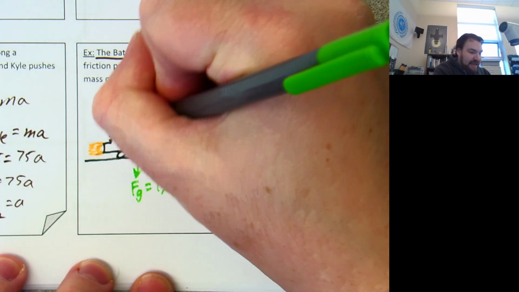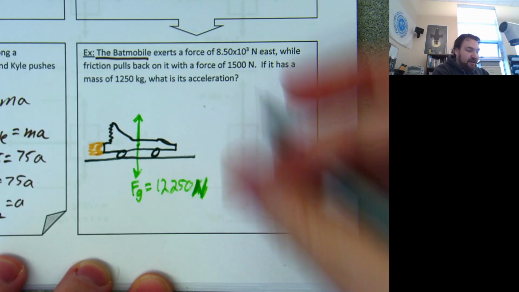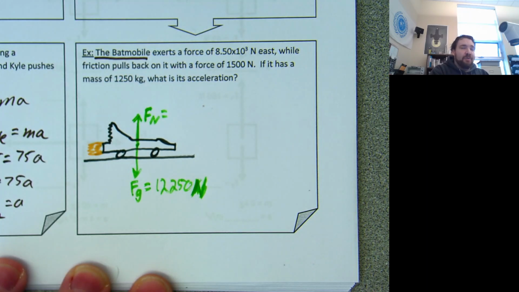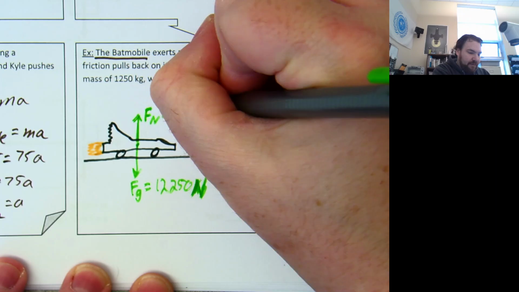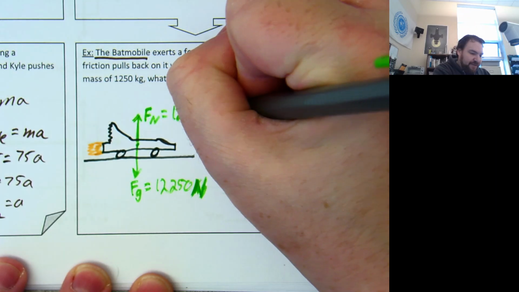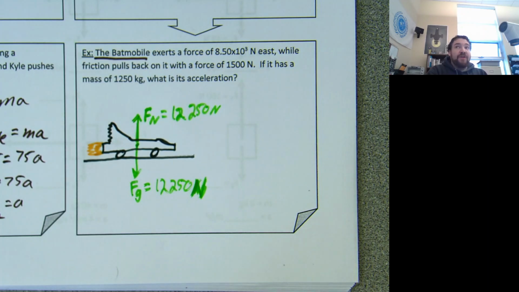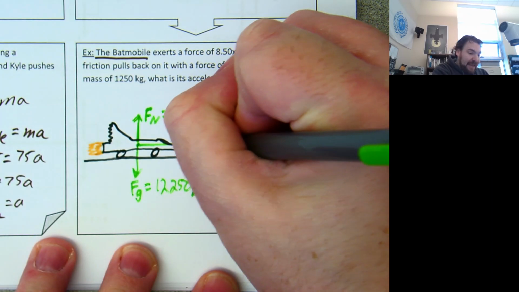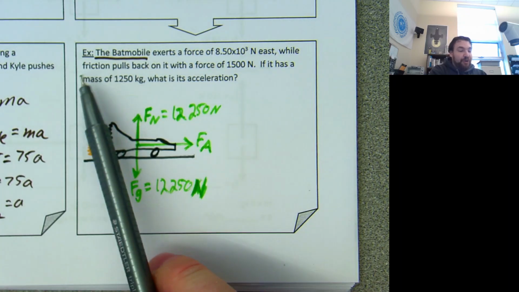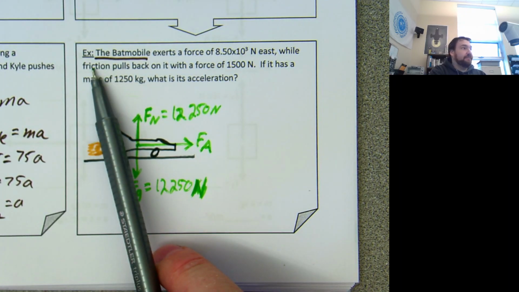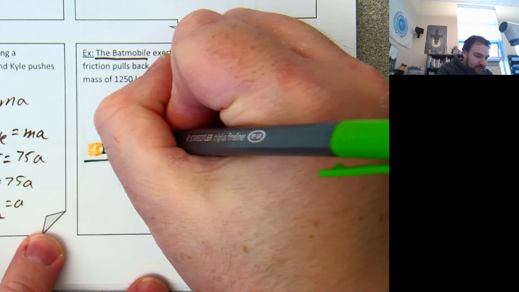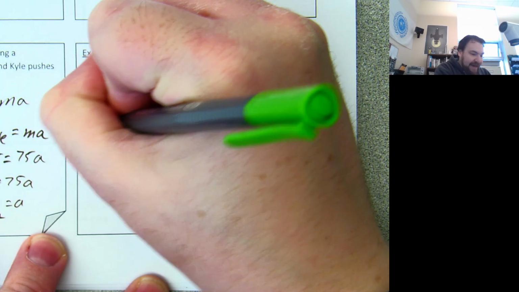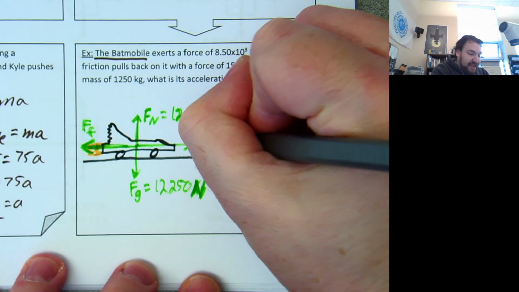Yeah, same value. And because this thing's acting on the ground, which is not something you can assume always of the Batmobile, the normal force is going to be the same: 12,250 newtons. And now we've got an applied force forward from the jet engine. If we're told that there's a friction force, which way is it going to act? To the left. So it's included in the diagram. Force of friction back.